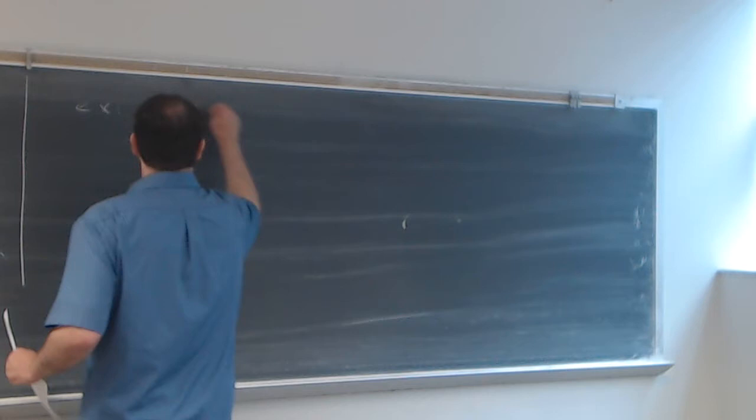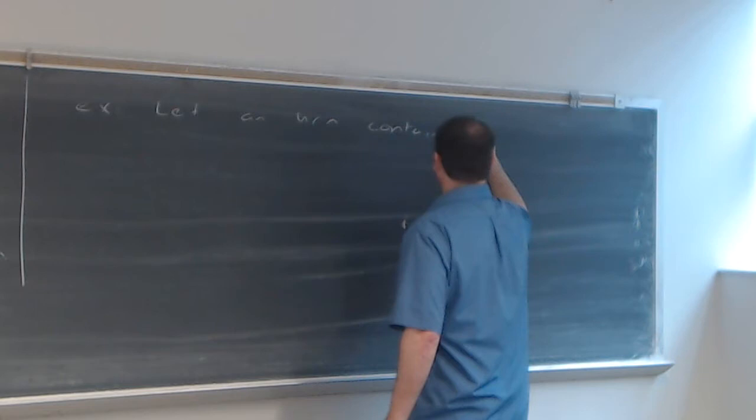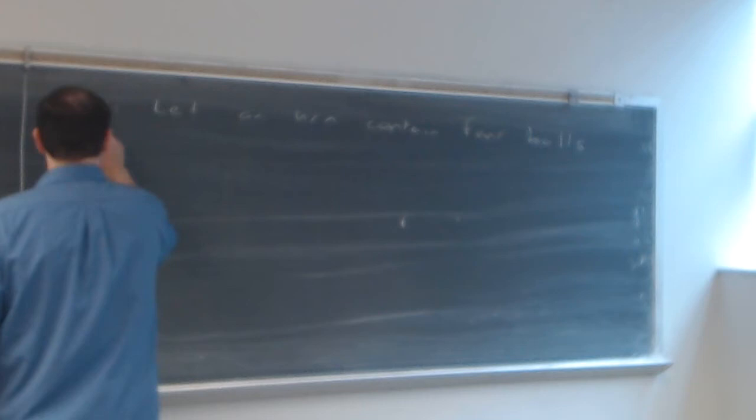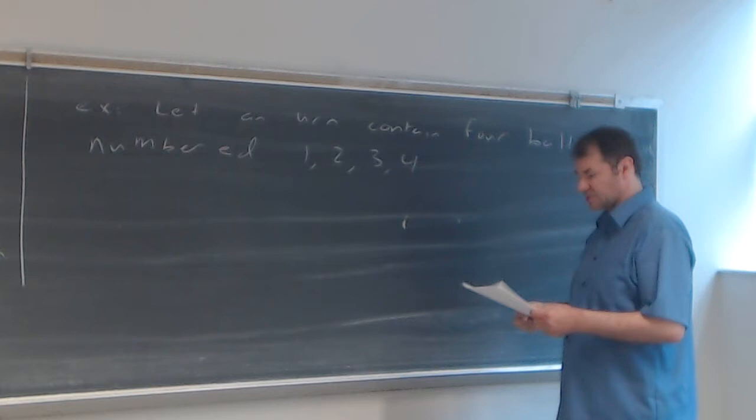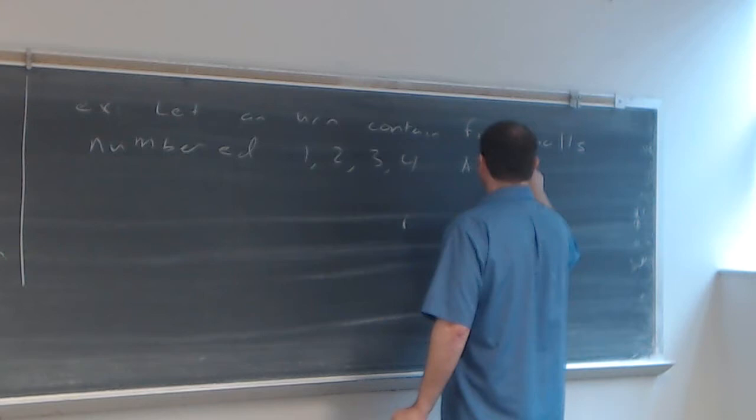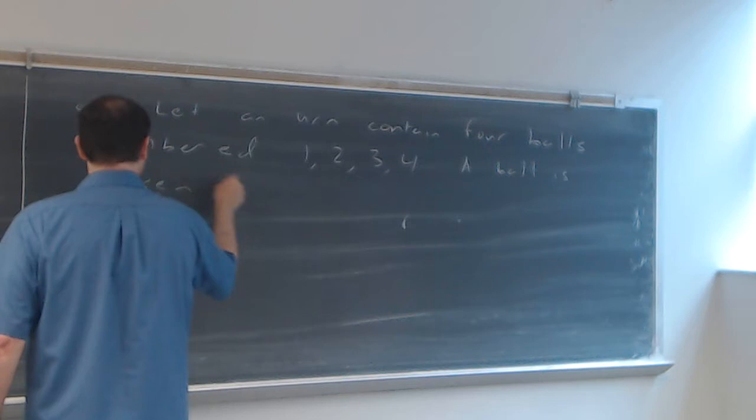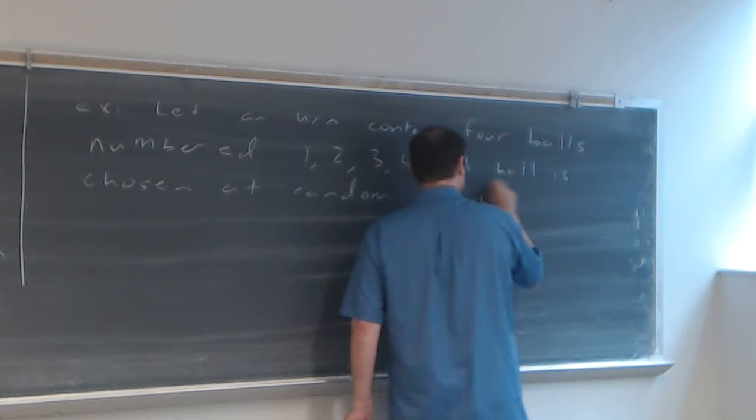Let's look at an example. Let an urn contain four balls. The balls are numbered 1, 2, 3, and 4. Those are how we distinguish the balls from each other. A ball is chosen at random and its number noted.